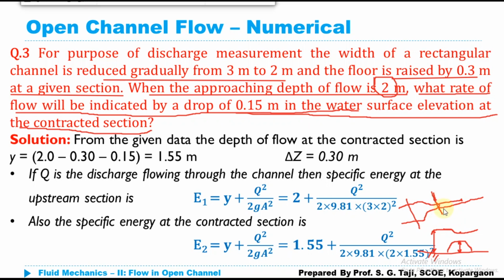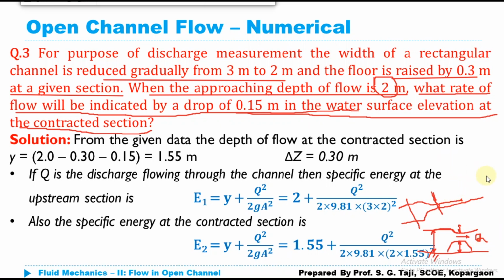The first thing, they have reduced the width of the channel from 3 to 2, that is by 1 meter. There is a reduction in the width. At the same time they have provided a hump at the bottom where the channel bottom has been raised by 0.3 meter. Now when flow passes over this particular hump, the water surface elevation has dropped by 0.15, and they ask us to compute the discharge. What is the discharge at this particular section? That is, they ask to compute the value of Q.